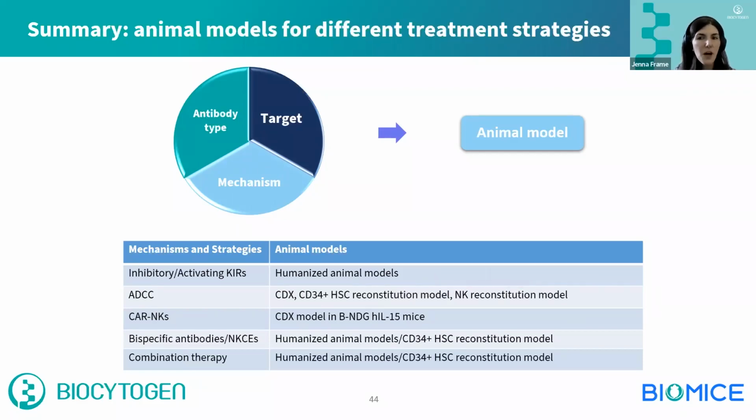So for specific NK cell checkpoint targets, we recommend our target-specific humanized models. However, in the case where we don't offer the specific humanized model for your target, or if you're testing a unique combination therapy, bispecific, or cell engager, the CD34 positive reconstitution model in the human BNDG IL-15 mice would definitely be the way to go. For test articles inducing ADCC, we offer a lot of different options covered today that would allow you to target human CD16A in vivo. And finally, for CAR NK assessments, the CDX model in the BNDG humanized IL-15 mice would be the optimal model for your study.